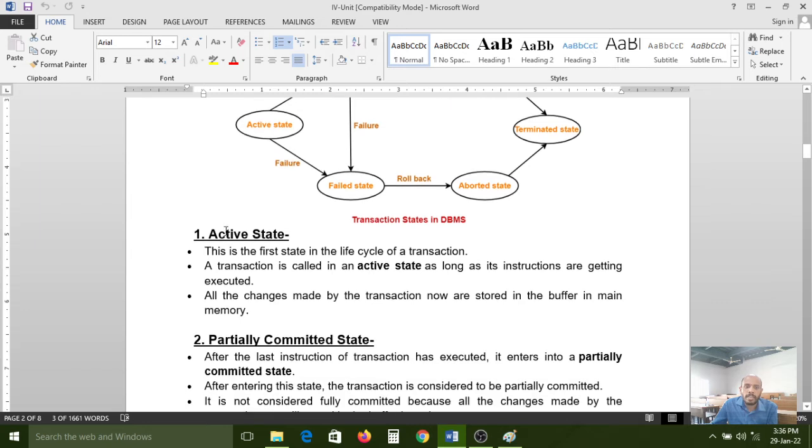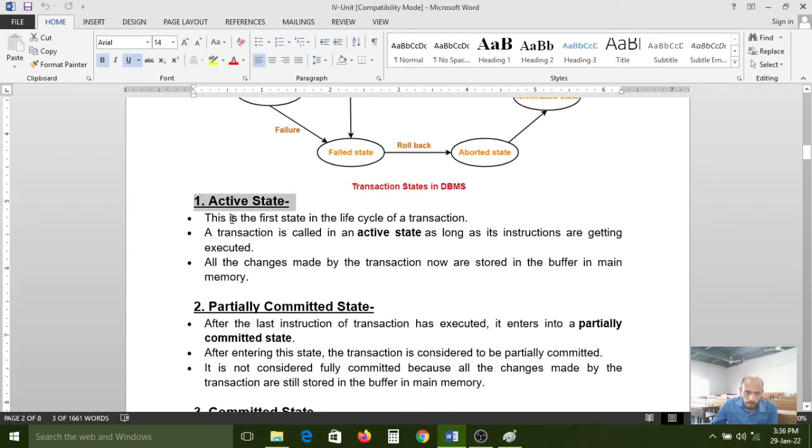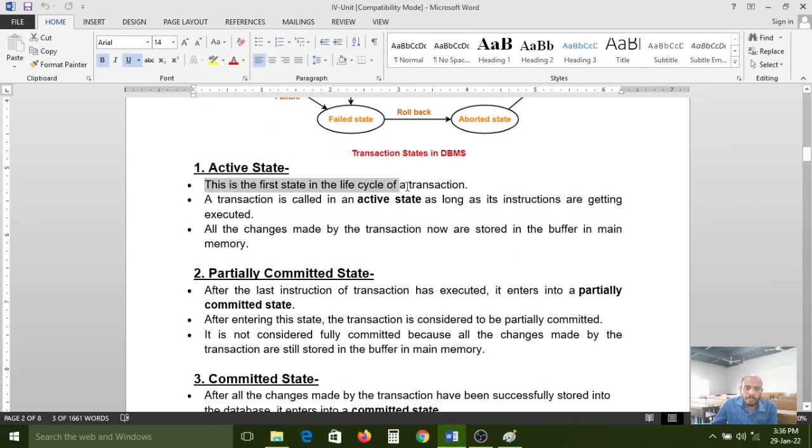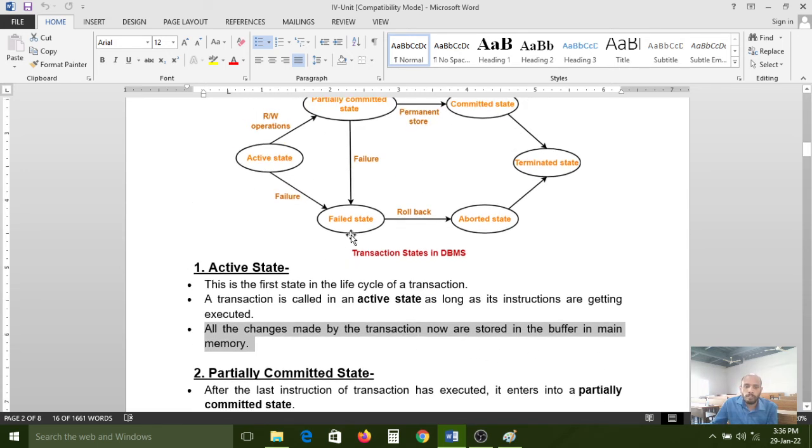Now let us understand the first state, the active state. This is the first state in the life cycle of a transaction. A transaction is in the active state as long as its instructions are being executed, and all the changes made by the transaction are stored in the buffer in main memory. When you want to do a transaction, until you enter the password, all the operations are stored in the buffer memory first.